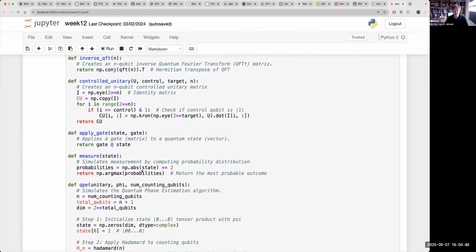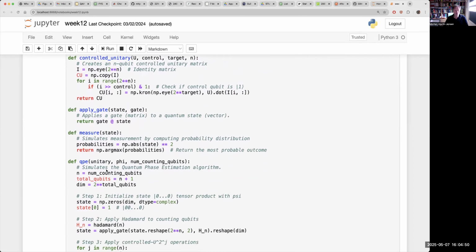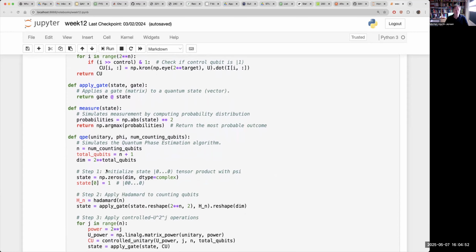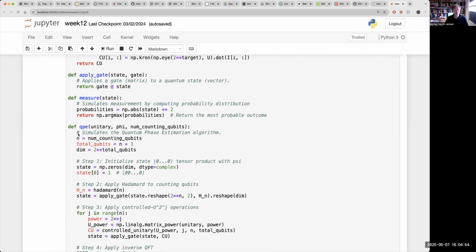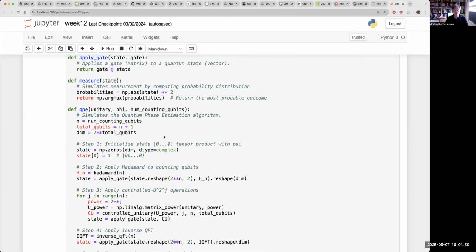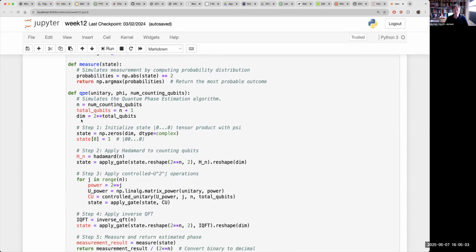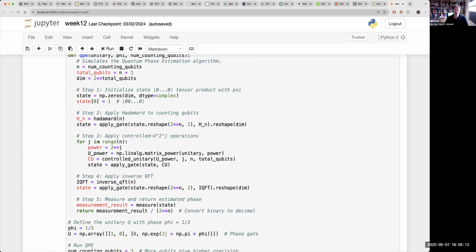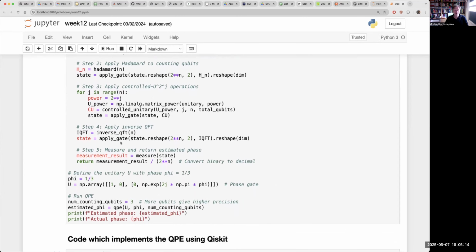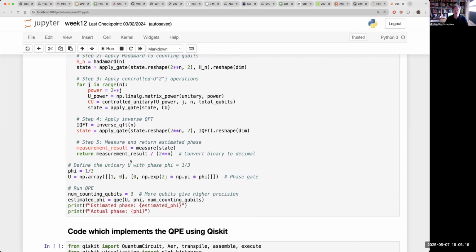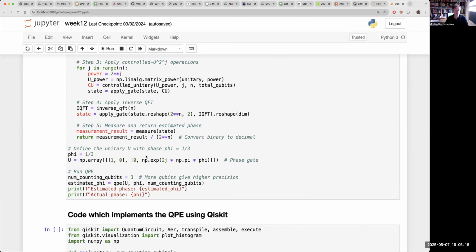We perform a measurement, calculate the number of states which we have, and then we simply need to define how many qubits we have. So the QPE here simulates the quantum phase estimation algorithm. The total number of qubits is set up here with the number of states. We initialize it to the state 0, so the first state. And then we have the Hadamard, the controlled U operations, and then apply the inverse QFT. And finally, we perform the measurement.